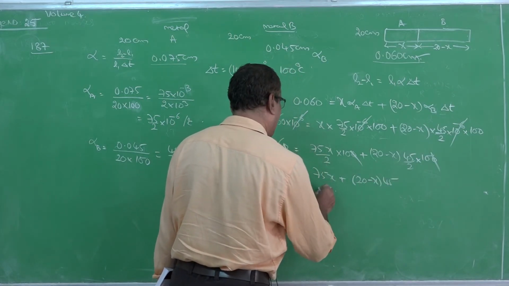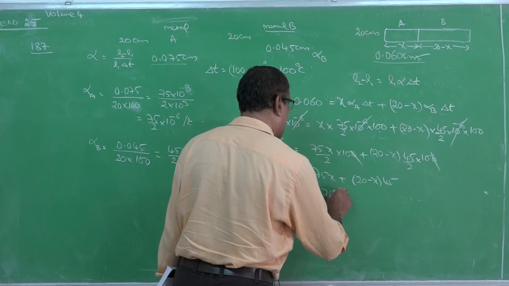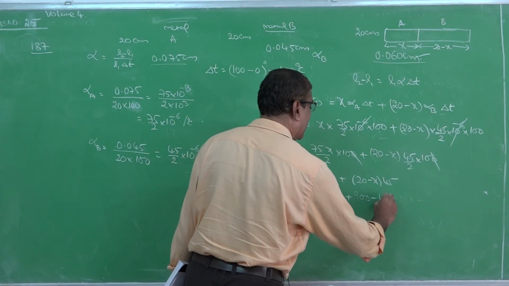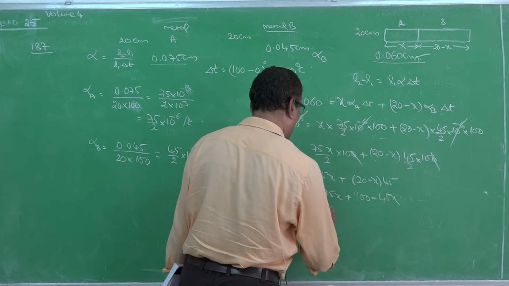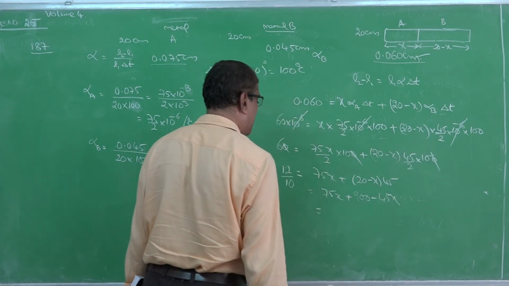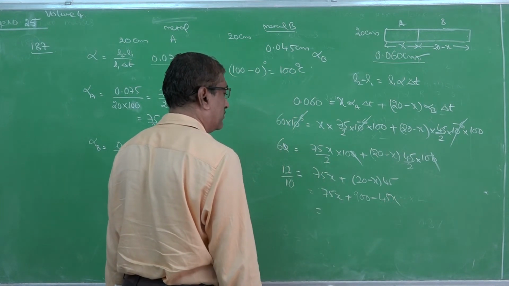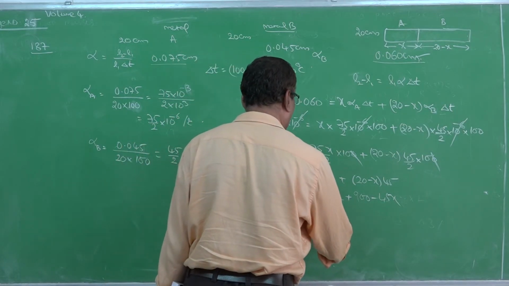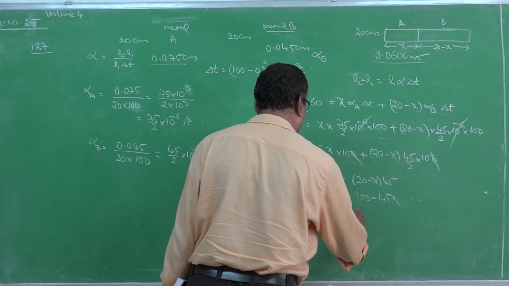That is 75x + 900 − 45x. That is total, this is 35x.